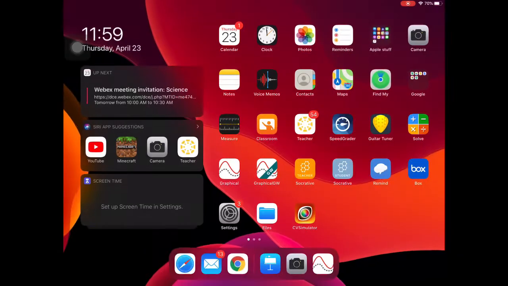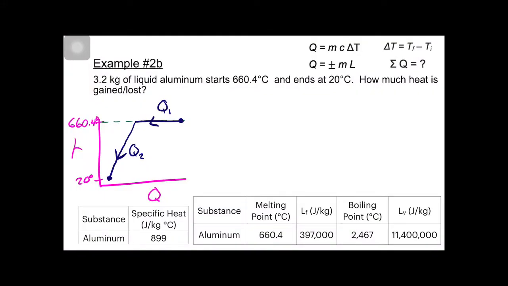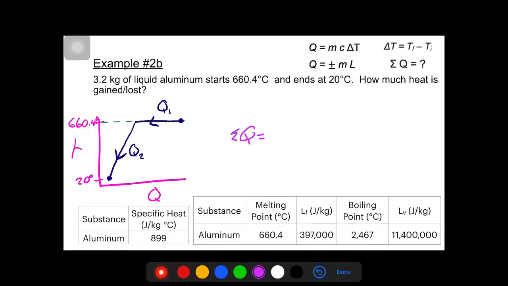I don't know what just happened. All right, well, we were at the final calculation, and hopefully you can just rewind the video a little bit. Our sum of all my Q's when we are all done is going to be negative 3,112,720.72 joules.